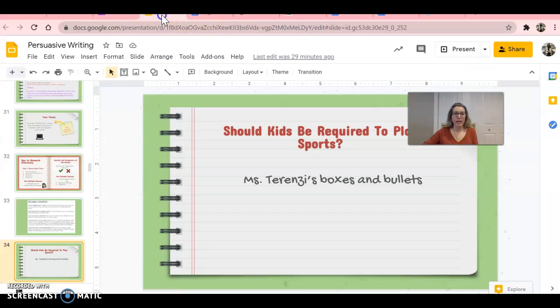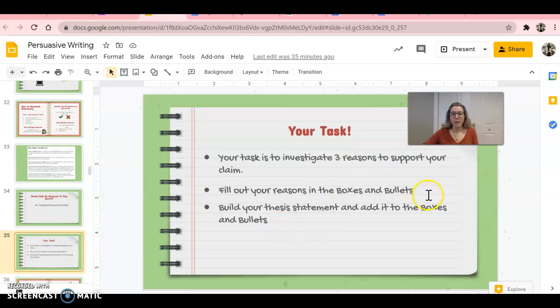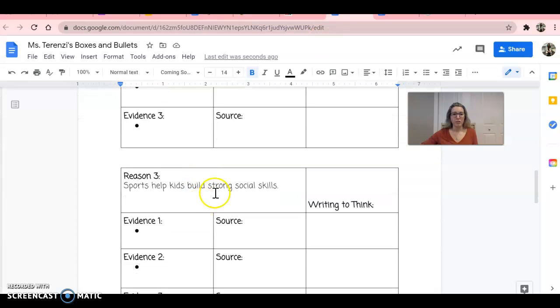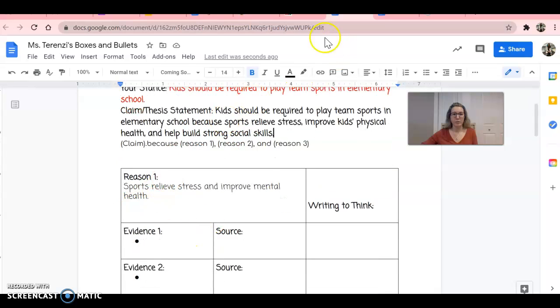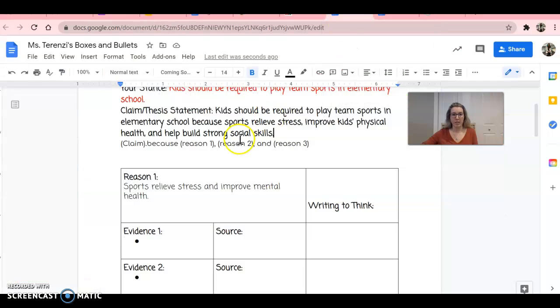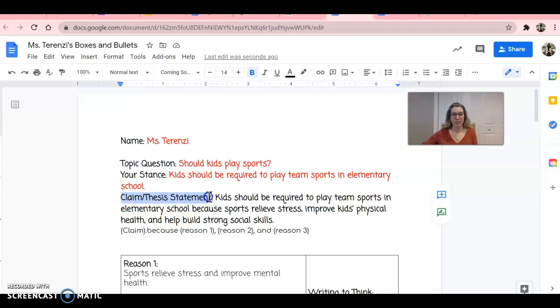So your task for today is you are going to be investigating 3 reasons to support your claim. Then you're going to fill out your reasons in the boxes and bullets, just like I have done, and I'll attach my example so you can see. So you should have 3 complete sentences, 1 for each reason. And then you're going to build your thesis statement using your claim and your 3 reasons and type it into your boxes and bullets, right here where it says claim/thesis statement, okay? So remember, 1 clear sentence: claim, because, reason number 1, reason number 2, reason number 3. And I've included the structure right here so you can reference it as well.